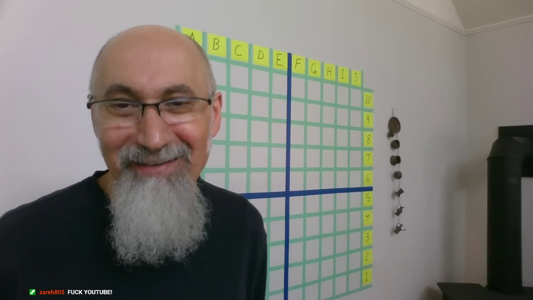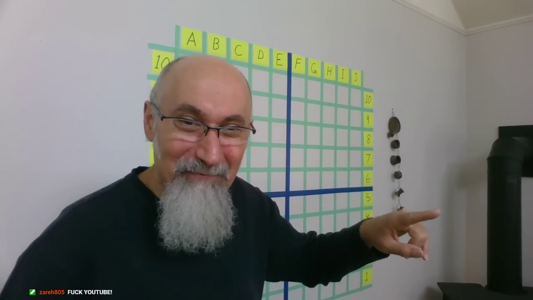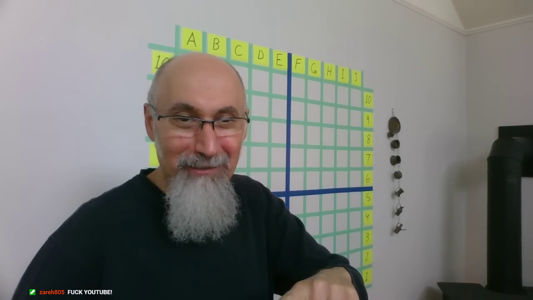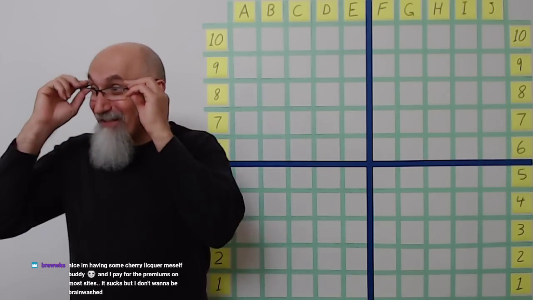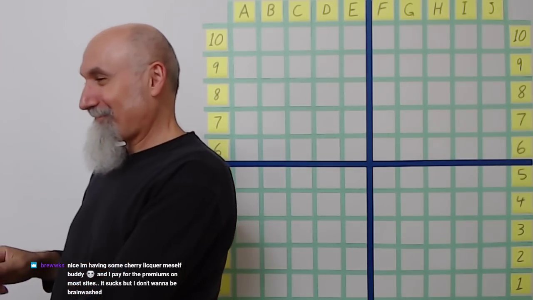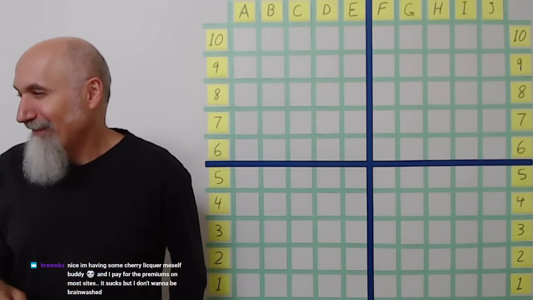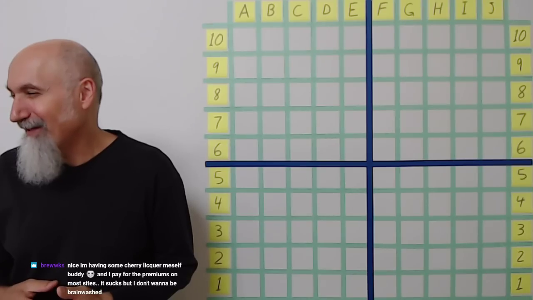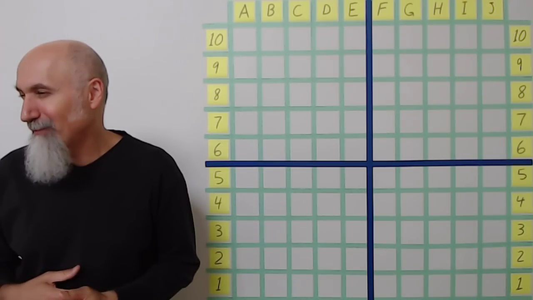Gang, I'm going to change the view and we're going to do the 10 by 10. I'm going to do a little intro. Think about where you want to start. Let's play the game, man. Hi. Let me take off my thing. Cherry liqueur, nice. I'm having some cherry liqueur myself, buddy. Awesome, Brooks. And I pay for the premiums on most sites. It sucks, but I don't want to be brainwashed.